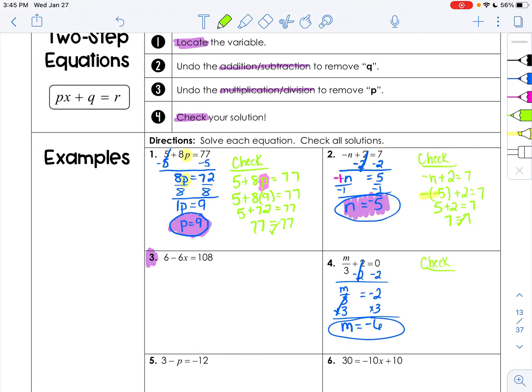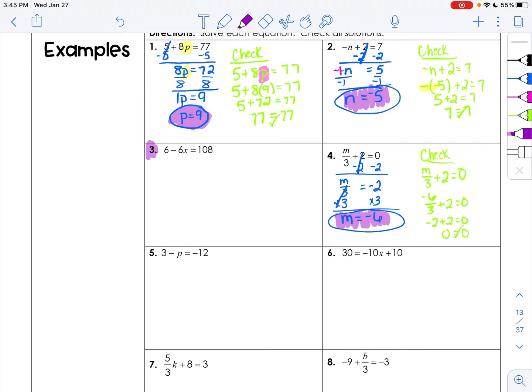So our original equation of m divided by 3 plus 2 equals 0. But now I think I know what m is, so I replace m with negative 6 divided by 3 plus 2 equals 0. Negative 6 divided by 3 is negative 2 plus 2 equals 0. Negative 2 plus 2 is 0 equals 0, which is a true statement, so I can be confident in my answer of m equals negative 6.